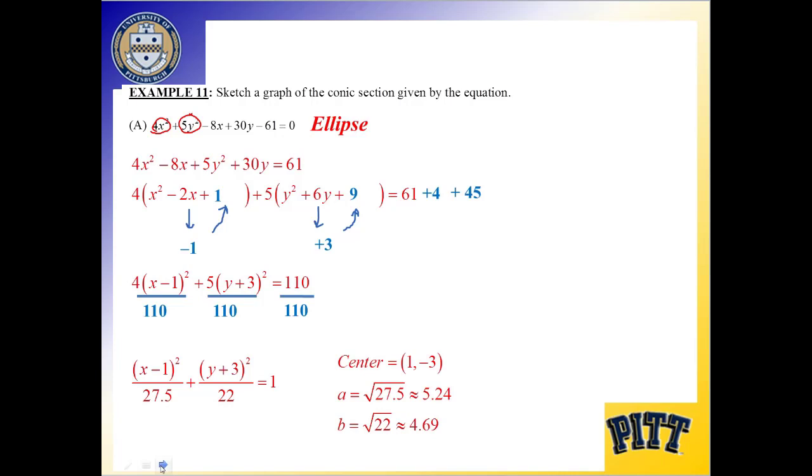I can say that the value of a is about 5.24. That's a horizontal movement. And that b is the square root of 22, or about 4.69. And b is a vertical movement from the center. It's a vertical distance from the center.